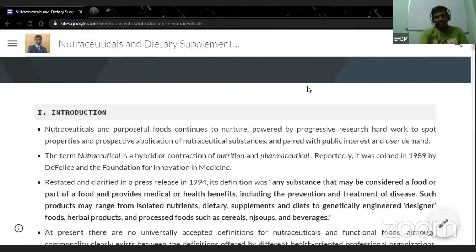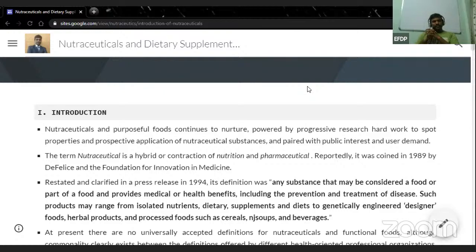Before that, I will just give a brief introduction about the lecture on nutraceutical as well as dietary supplement. So nutraceutical and dietary supplement, when we think about them, what do you mean by nutraceutical? Anybody, if you know, please write in the comment section. Can you give any example you have come across of nutraceutical? Anybody? You can write in the comment section. That is not an issue.